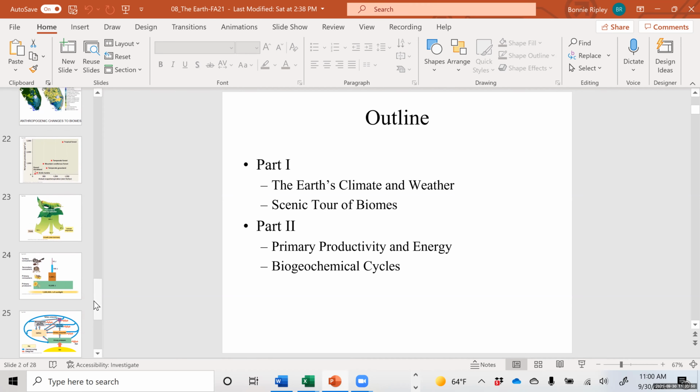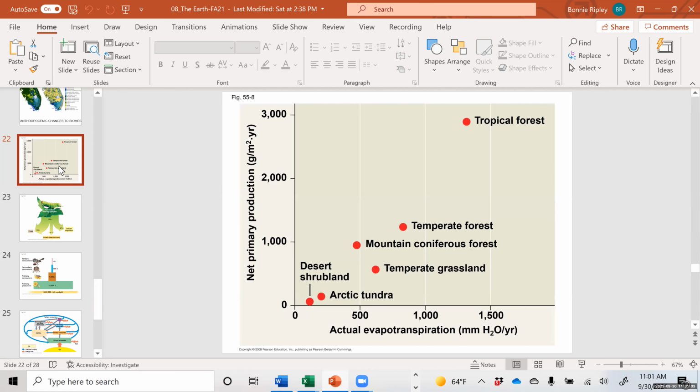All right, we are in part 2 of the Earth lecture, and we're going to cover this primary productivity and energy section and these biogeochemical cycles. All right, so we just finished talking about biomes, and the reason why we were talking about plant sweat is because of this graph. This is another way that we can look at differences between biomes, not because of the environment that they're in, but by the amount of photosynthesis that's happening.